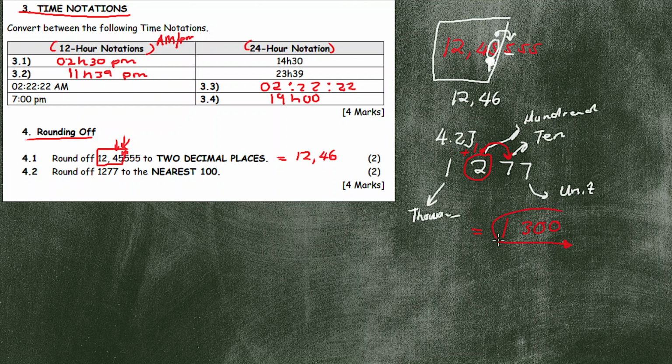We're going to cover this topic in class, right? I know we did rounding off on decimal places, but we didn't do the nearest 100, nearest 10, nearest 1,000. So we're going to cover that one in class.